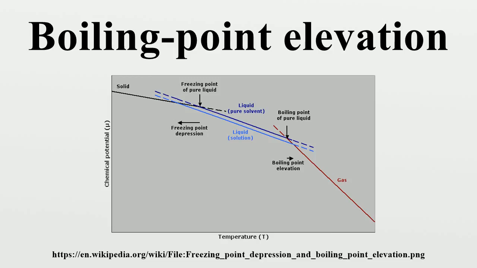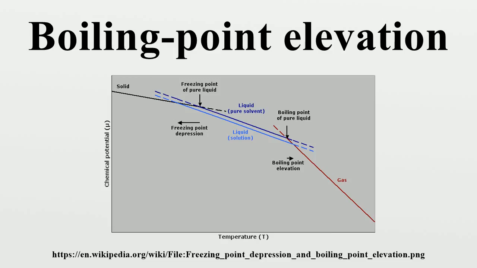Put in vapor pressure terms, a liquid boils at the temperature when its vapor pressure equals the surrounding pressure. For the solvent, the presence of the solute decreases its vapor pressure by dilution. A non-volatile solute has a vapor pressure of 0, so the vapor pressure of the solution is less than the vapor pressure of the solvent.